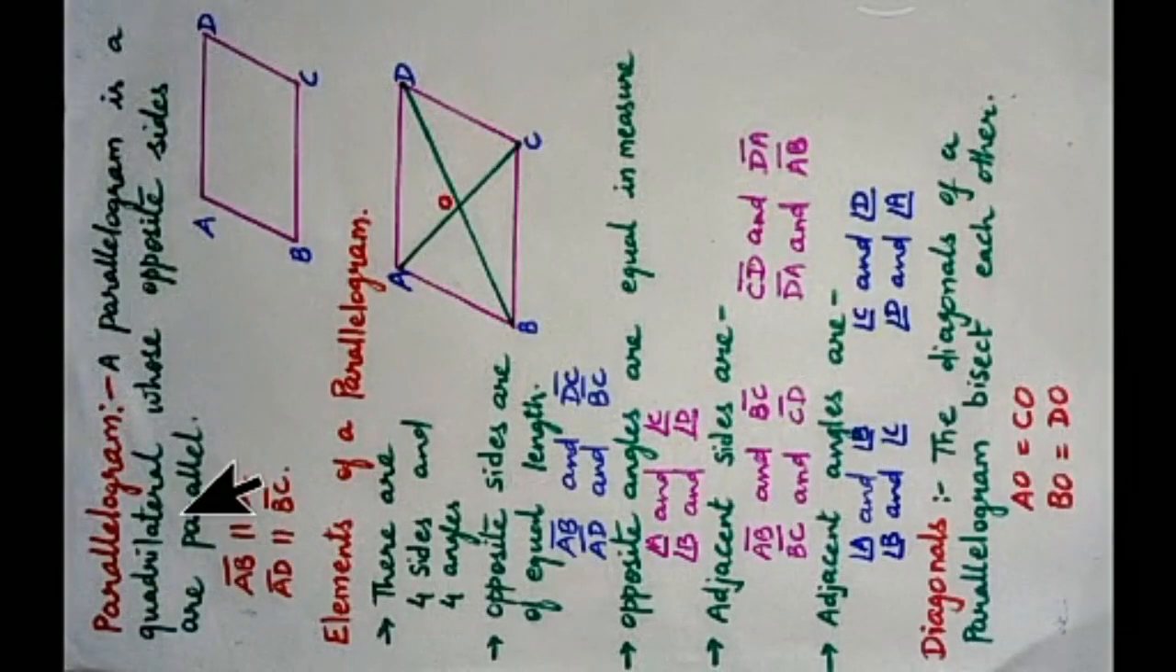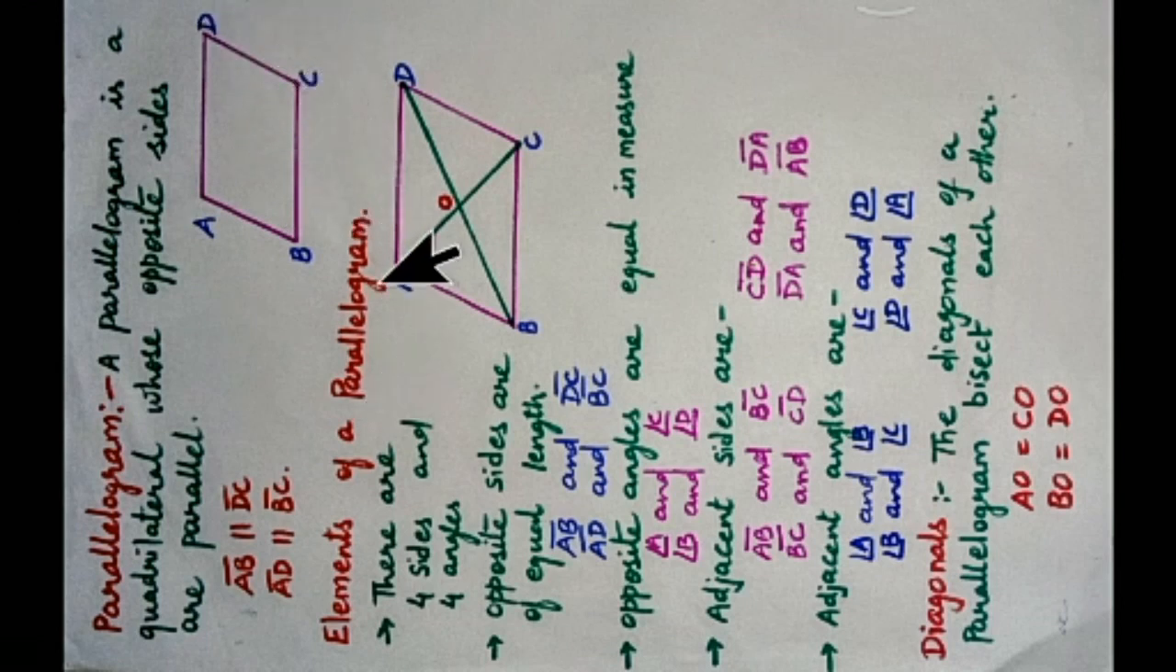Let us understand about parallelogram. A parallelogram is a quadrilateral whose opposite sides are parallel. Now this is the figure of a parallelogram. Four sides are there. So AB is parallel to DC, and AD is parallel to BC.